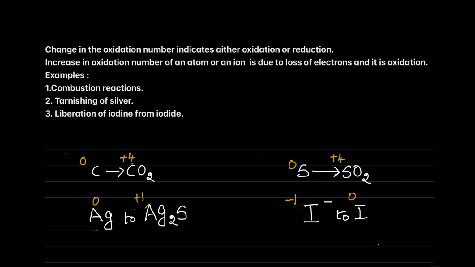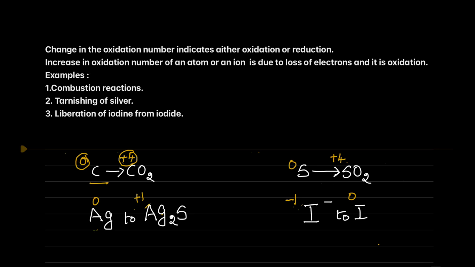First one is combustion reactions, carbon to carbon dioxide. We have to assign oxidation number to carbon both on the reactant and product side. On the reactant side, it is 0 since it is in the elemental state. And in carbon dioxide, the oxidation number of carbon is plus 4. There is an increase in oxidation number from 0 to plus 4. It indicates oxidation. Similar is the case with the combustion of sulfur to sulfur dioxide.